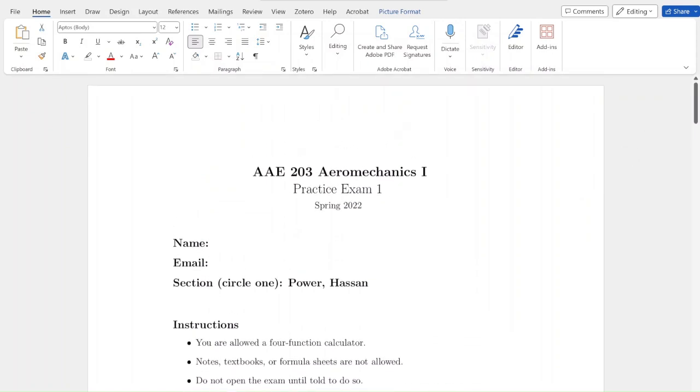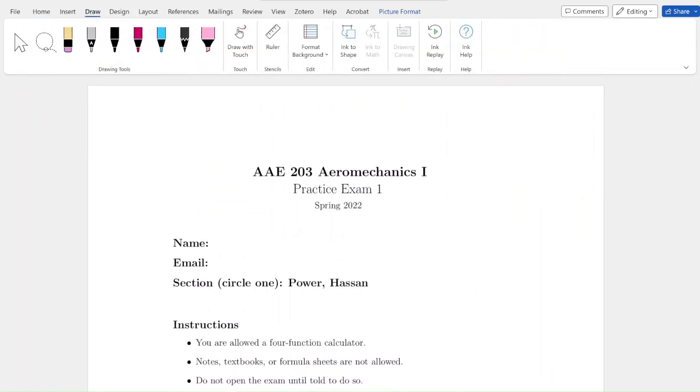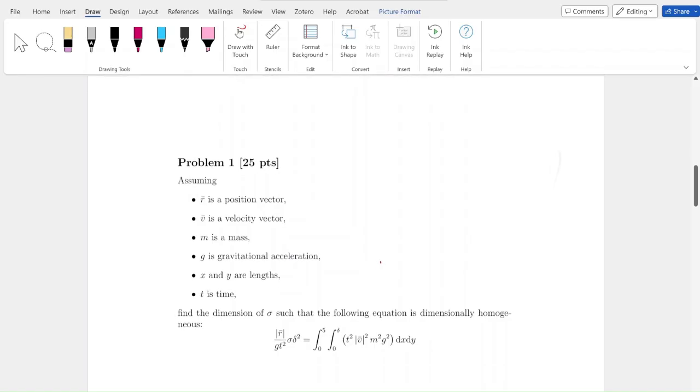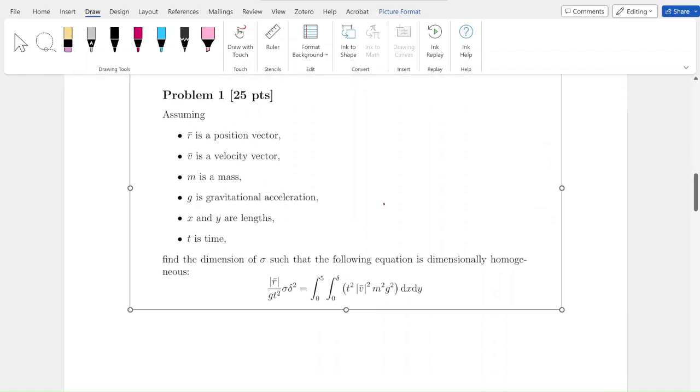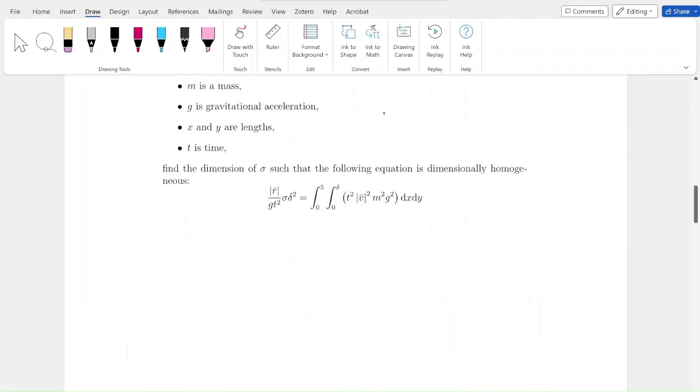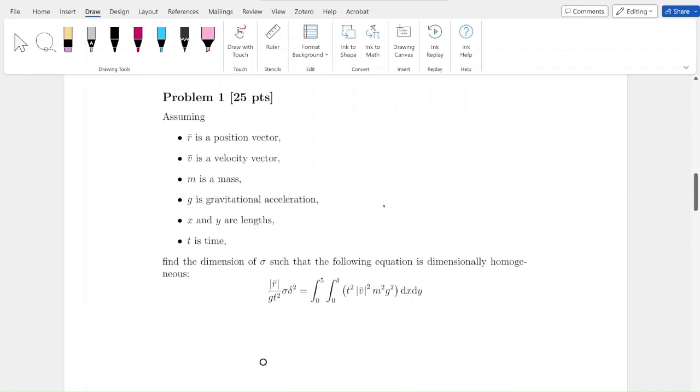Okay, hi everyone. So today we're going to be going through a practice exam for AAE 203. This is from spring 2022. Okay, so in the first problem we have a dimensional analysis problem.